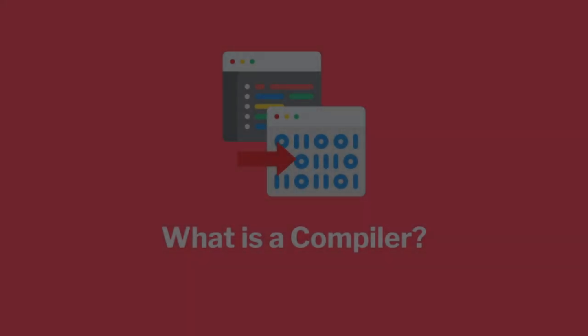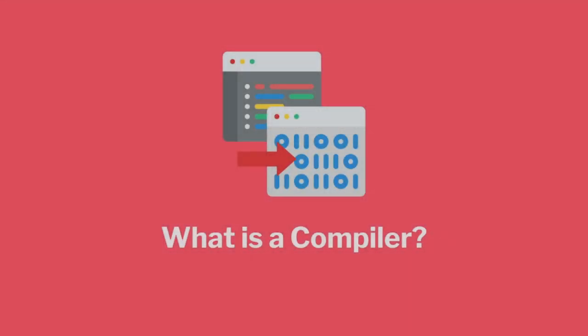So let's get started. All right, let us understand the basics. What is a compiler? A compiler is like a translator. Imagine you are speaking English, but your friend only understands French. You need a translator to convey your message. Similarly, a compiler translates high-level programming languages into machine code.